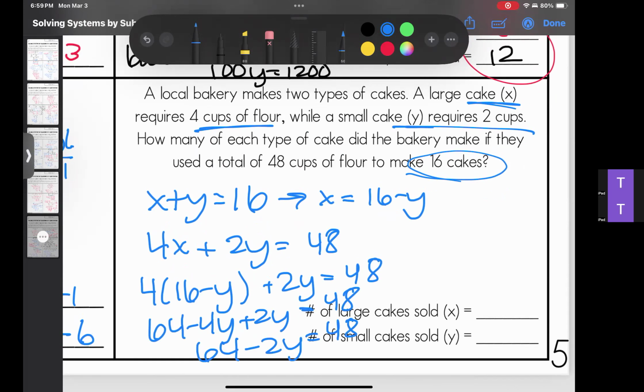48 minus 64 is going to be negative 16. So y is going to be equal to 2. And then 2 plus 14 is 16. All right, we did it.